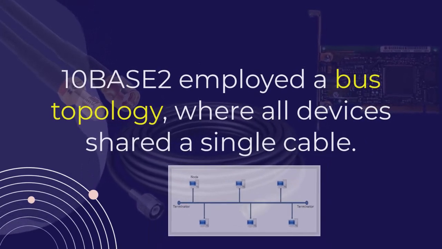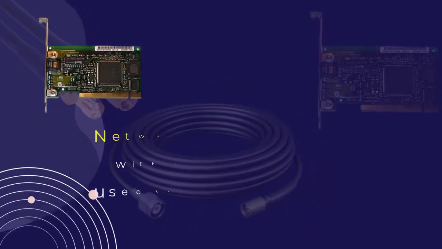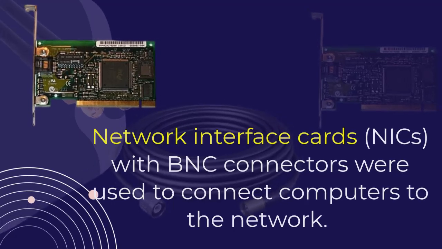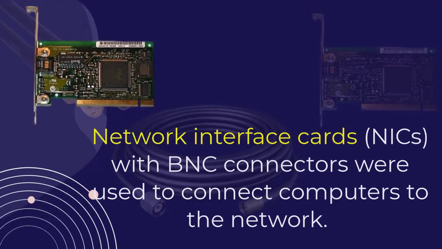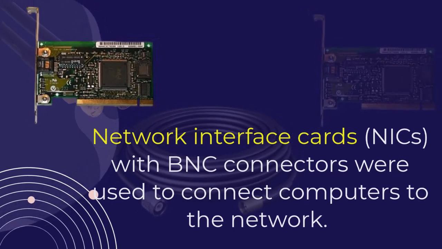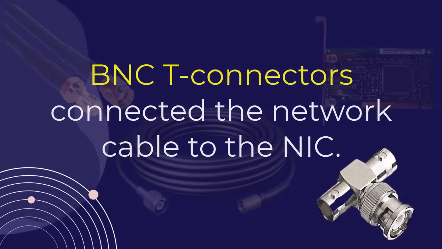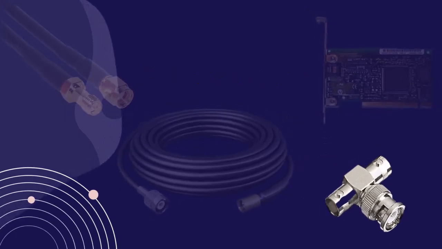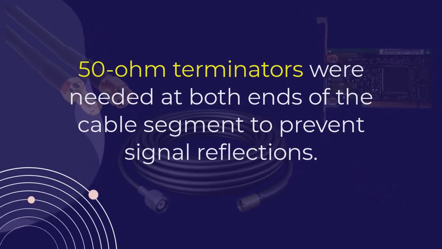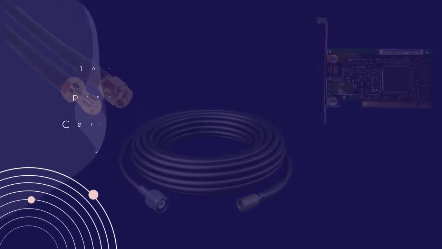10Base2 employed a bus topology, where all devices shared a single cable. Network interface cards, NICs, with BNC connectors were used to connect computers to the network. BNC T-connectors connected the network cable to the NIC. 50-ohm terminators were needed at both ends of the cable segment to prevent signal reflections.